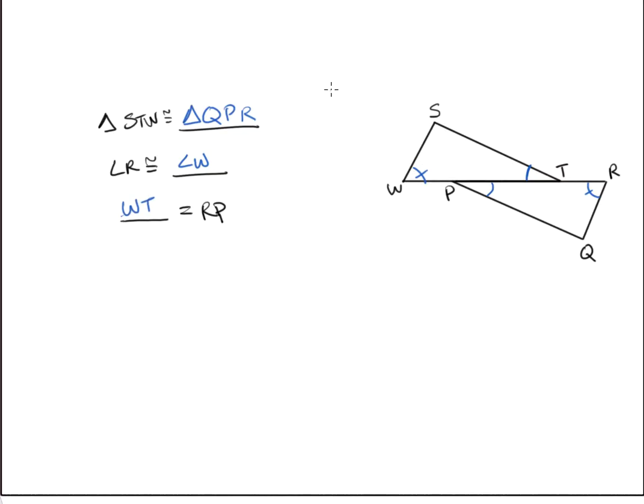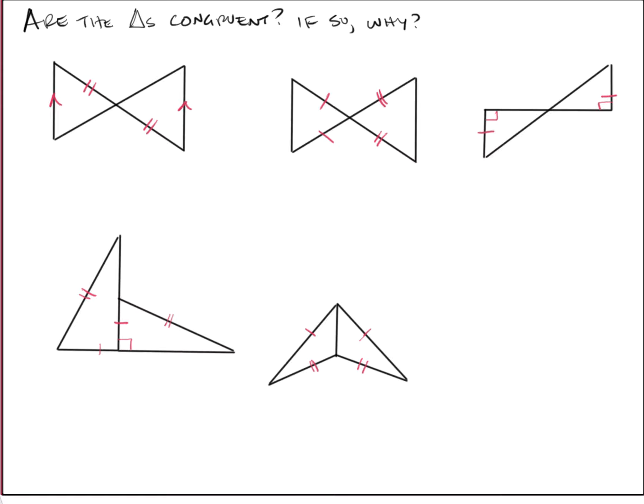And so this is just drawing on that idea that when triangles are congruent, then all of their corresponding parts are congruent. Then if we wanted to apply some of those reasons why we can determine triangles are congruent, we might see something like this. So I have 5 examples here.